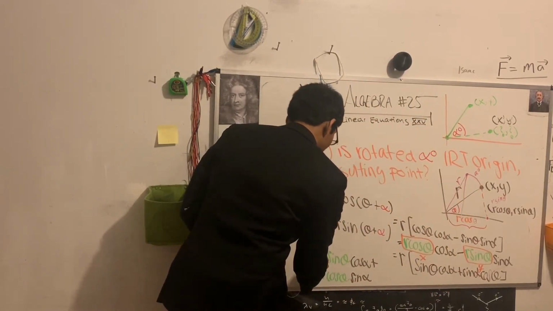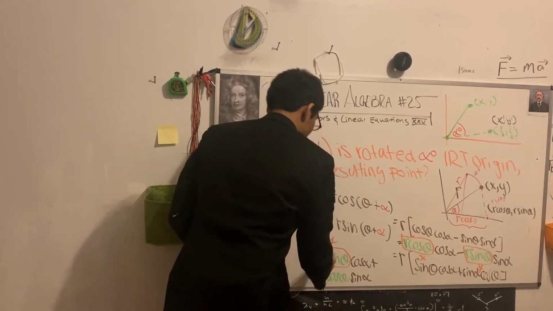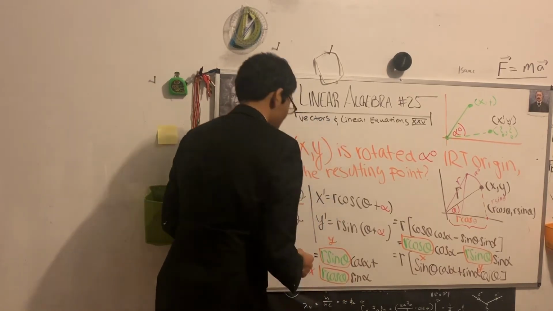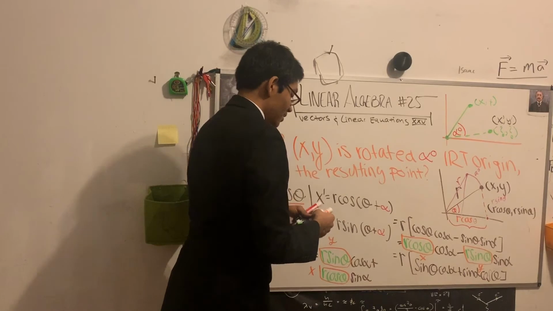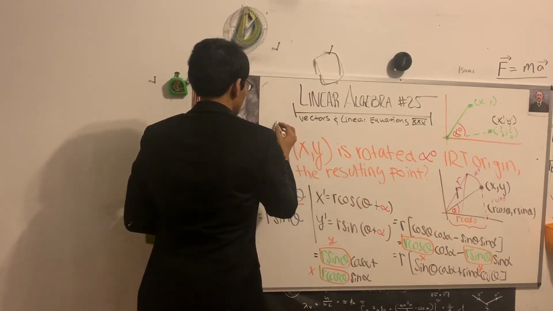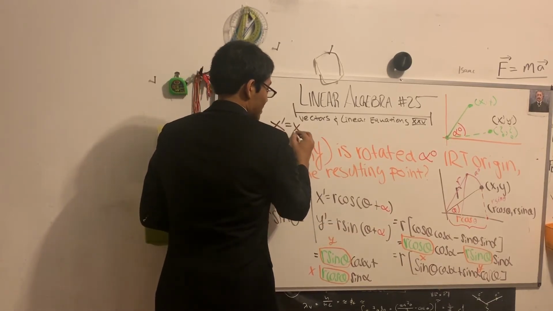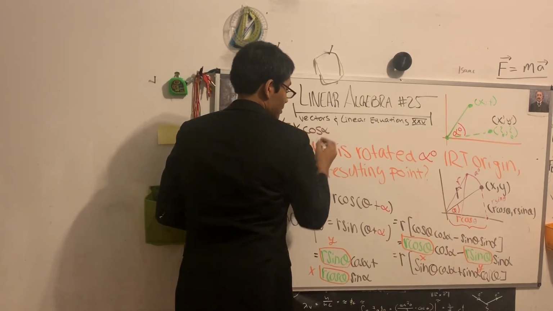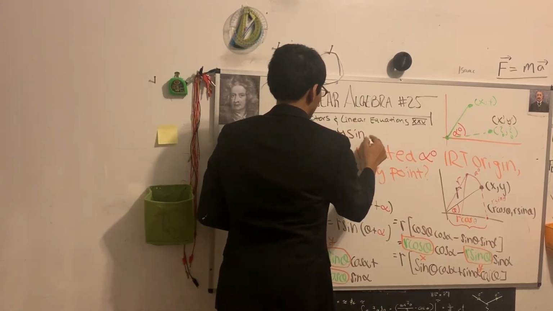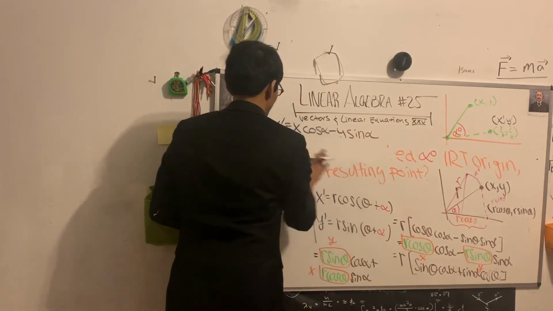Yeah, and we see the same pattern here. r sine theta is the same thing as y and r cosine theta is the same thing as x. So maybe you're starting to see a little pattern in the numbers. So what have we just shown? We've shown that x prime is going to equal x cosine alpha minus y sine alpha.